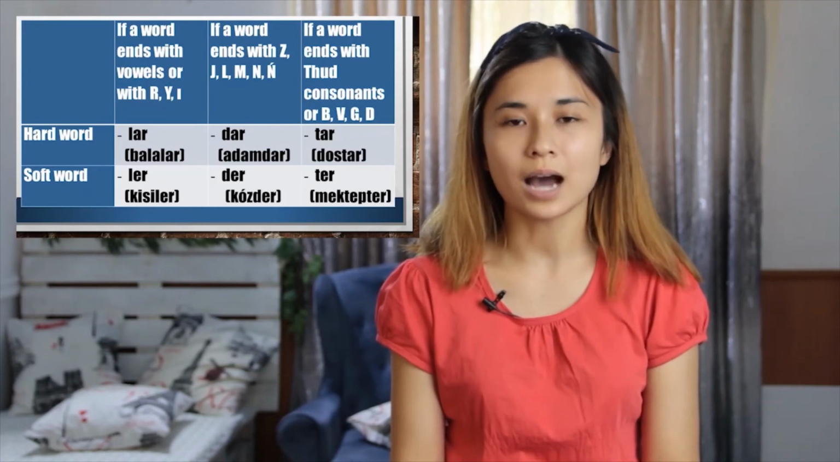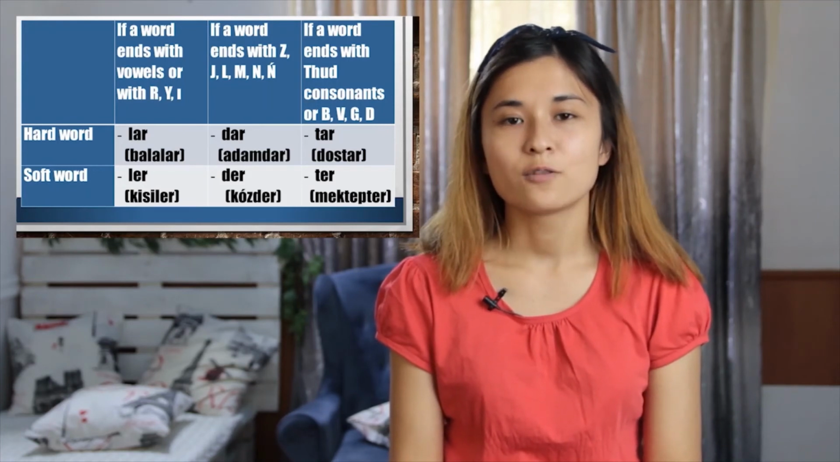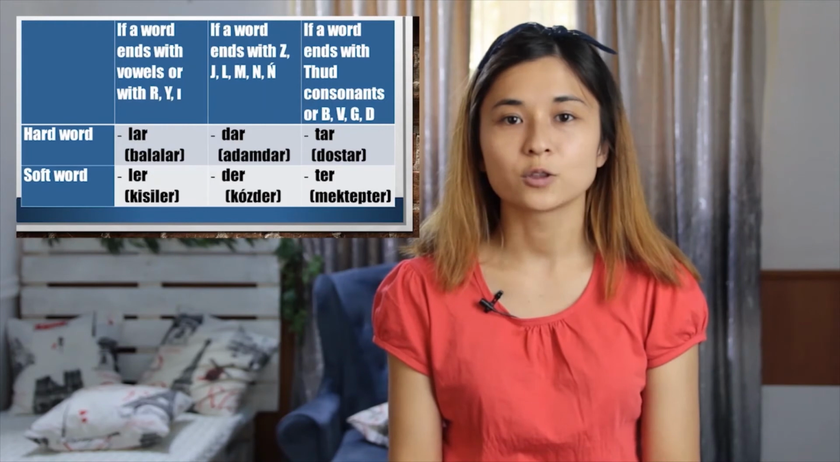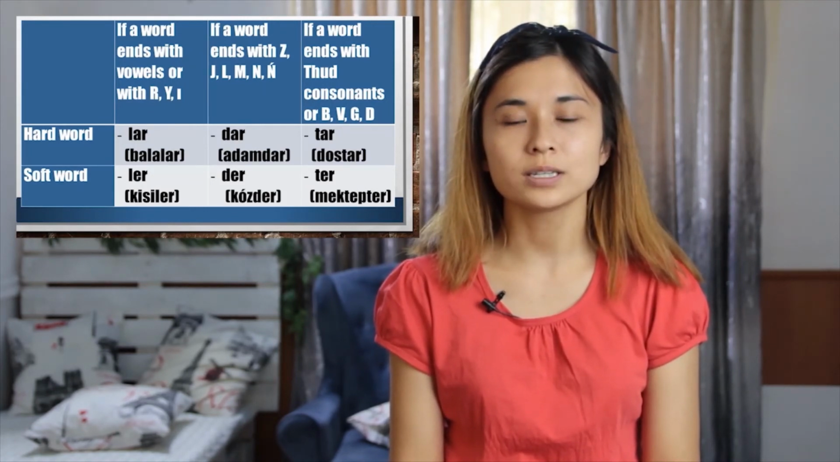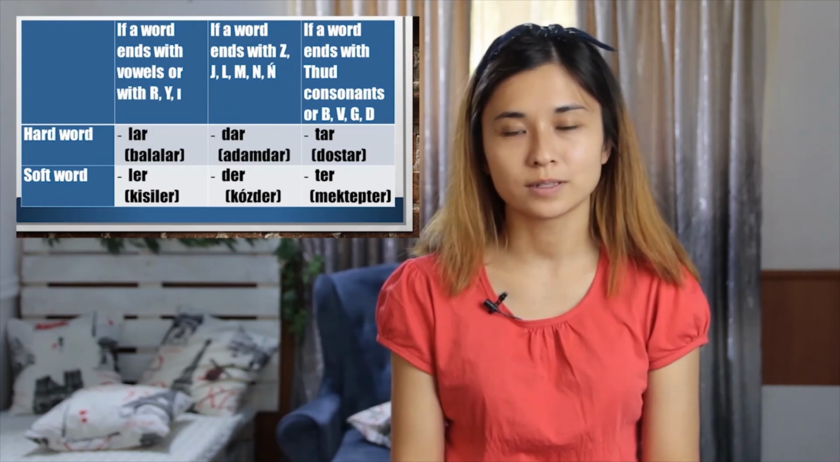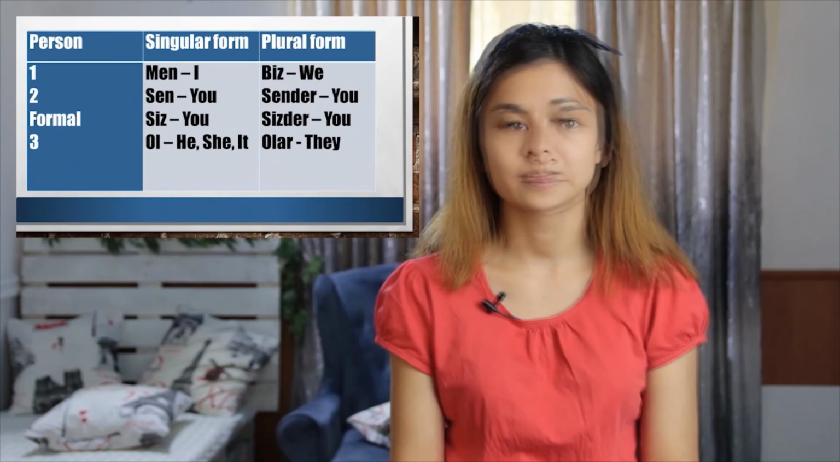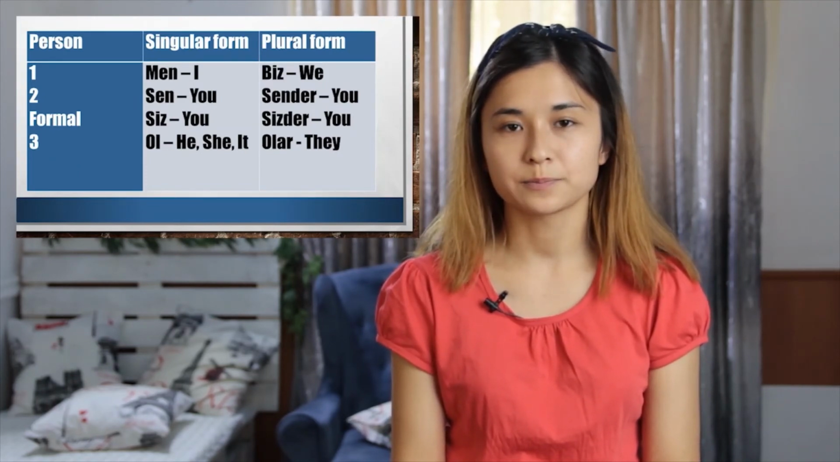If a word ends with voiced consonants or with letters b, v, g, d, then for hard words you add tar. For soft words you add ter. For example, hard word dost, a friend. Dostar, friends. Soft word mektep, a school. Mektepter, schools.